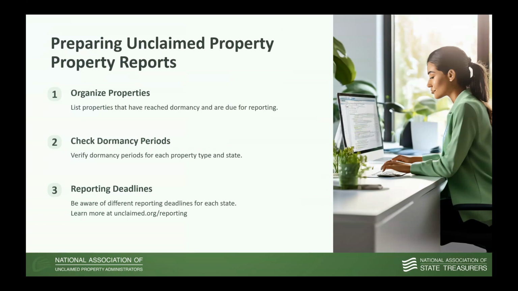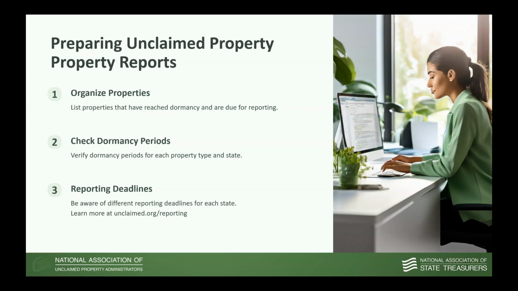Dormancy is the period of time when an owner of property does not take action on his or her property. The dormancy period varies depending on the type of property and unclaimed property laws of each state. Most dormancy periods range from 1 to 5 years, but some are longer. It is important holders get informed on what each state's reporting requirements are. You can review state reporting information at unclaimed.org/reporting, but we encourage you to review each state's website for additional details and guidance.